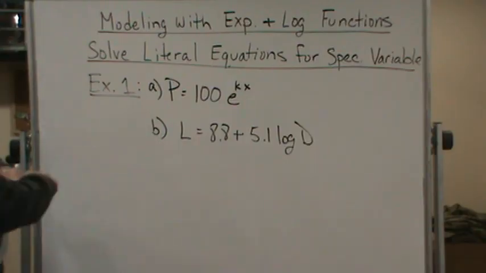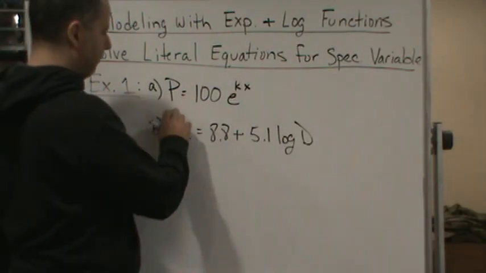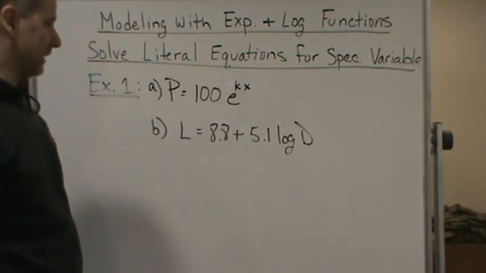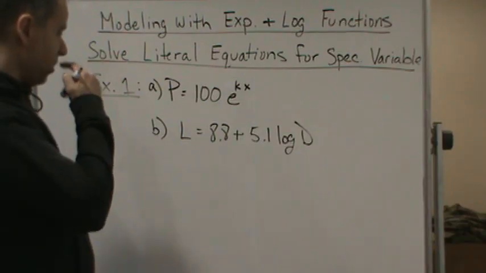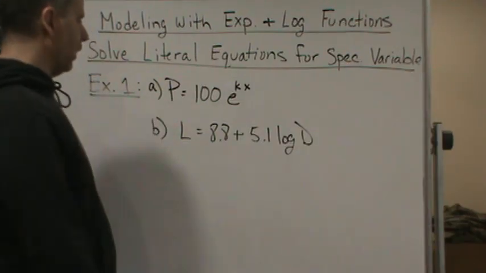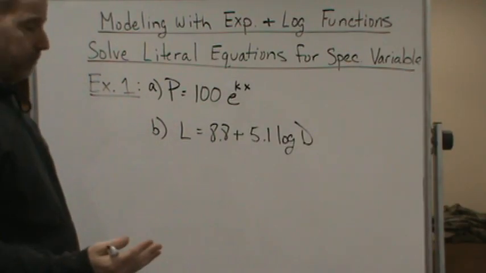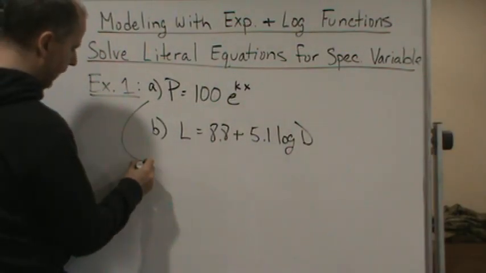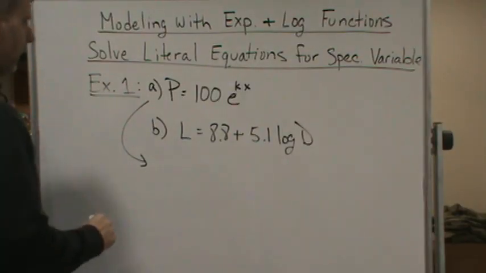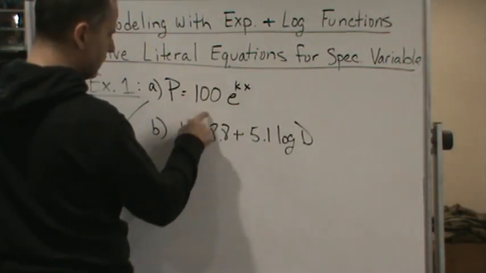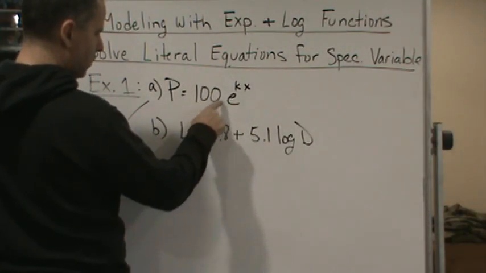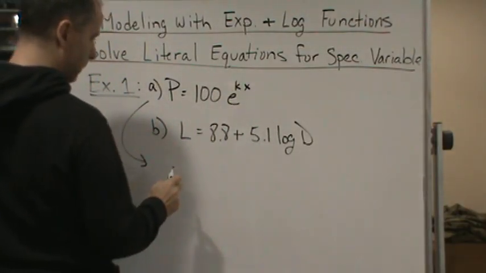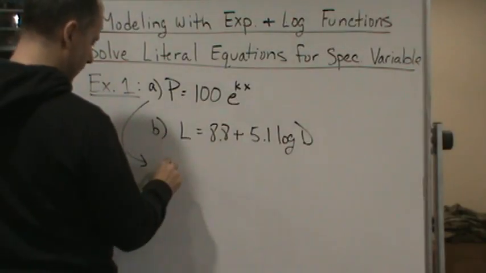Okay, so for part A, let's say we have this exponential equation here, and we want to solve for the variable x. Well, what we would need to do is we would need to take the log of both sides eventually. Okay, so let's solve this one here. Let's do part A. Okay, so again, the first thing I would do is we've got this constant here, this coefficient 100. We're going to divide both sides by 100 first thing because we want to isolate the exponential on one side.